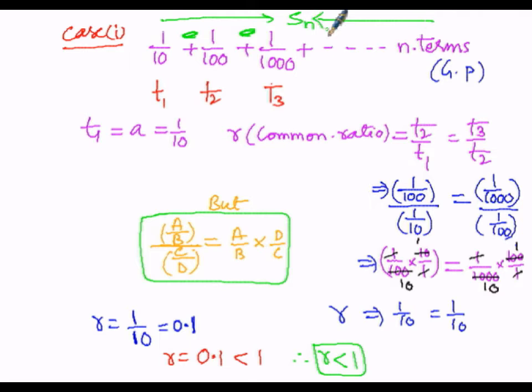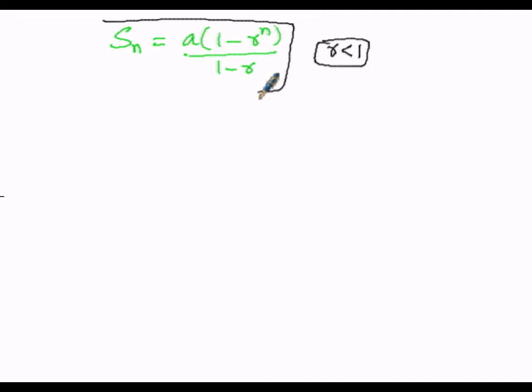In order to get the sum of n terms, it depends upon the r value, which is less than 1. Then the next logical step will be: sum of n terms is equal to, since r is less than 1, a into 1 minus r to the power of n, overall divided by 1 minus r. This condition is applicable when r is less than 1. Based upon this formula we are finding the sum of n terms of case number 1.